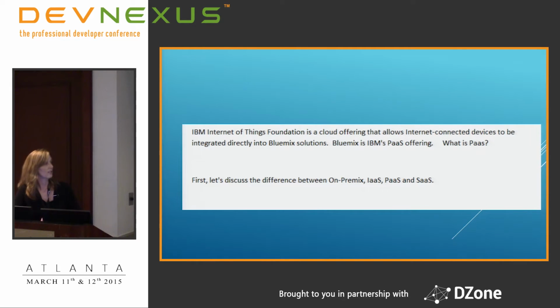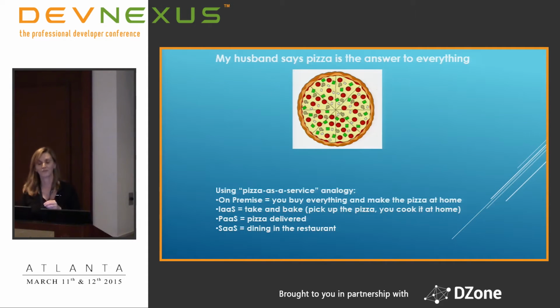So the Internet of Things Foundation is IBM's cloud offering, and it allows Internet-connected devices to be integrated directly into Bluemix solutions. Bluemix is IBM's platform as a service offering. We're going to talk about what is PaaS, platform as a service, and discuss the difference between on-premise, infrastructure as a service, platform as a service, and software as a service. And I'll also go into the fact that Bluemix was originally introduced as a PaaS, but it has evolved a bit since then.